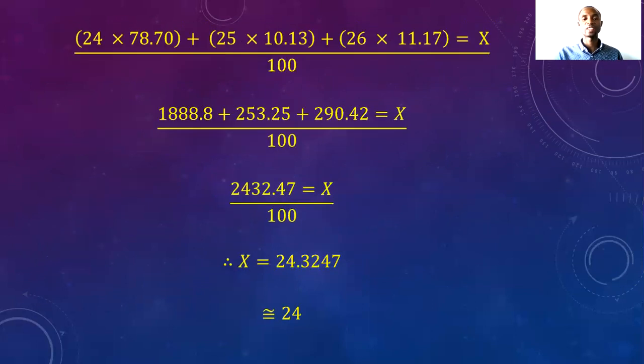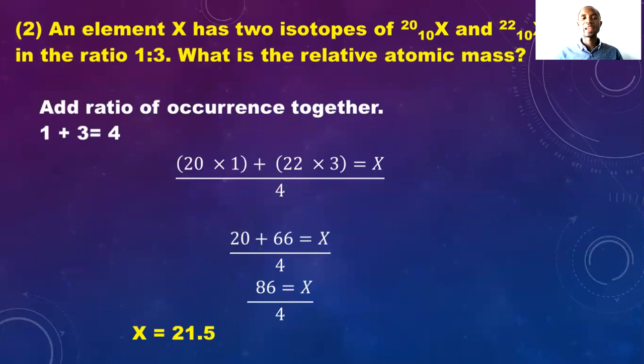Now let's take another example. An element X has 2 isotopes, of mass 20 and 22. The atomic number is 10, and the atomic masses are 20 and 22, in the ratio of 2:3. What is the relative atomic mass of such an element?